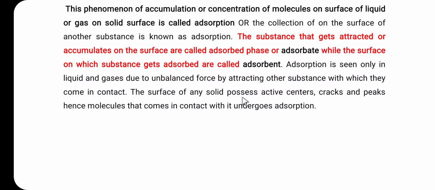The surface of any solid possesses active centers. When we consider any solid substance, it has a number of active centers such as cracks, peaks, furrows, corners and edges. These are the active centers present on the surface of the solid. Hence, the molecules that come in contact with it undergo adsorption. So friends, this is the difference between the adsorbate and the adsorbent.